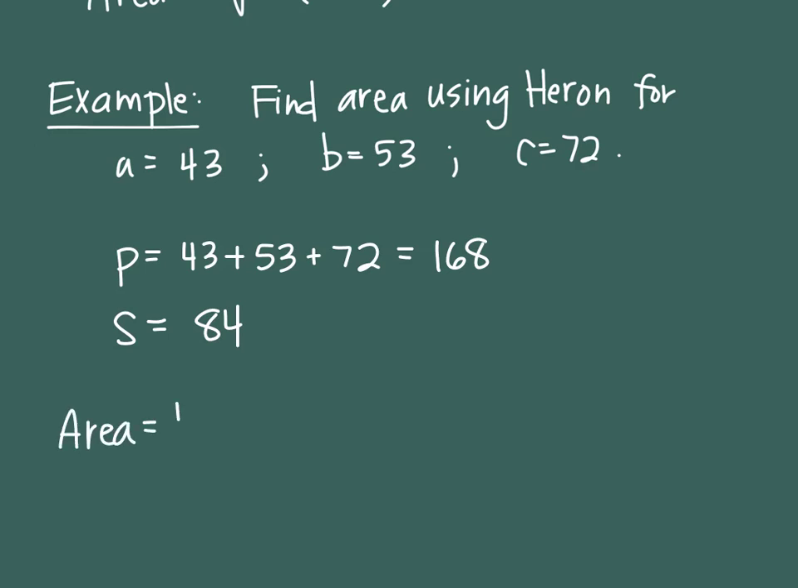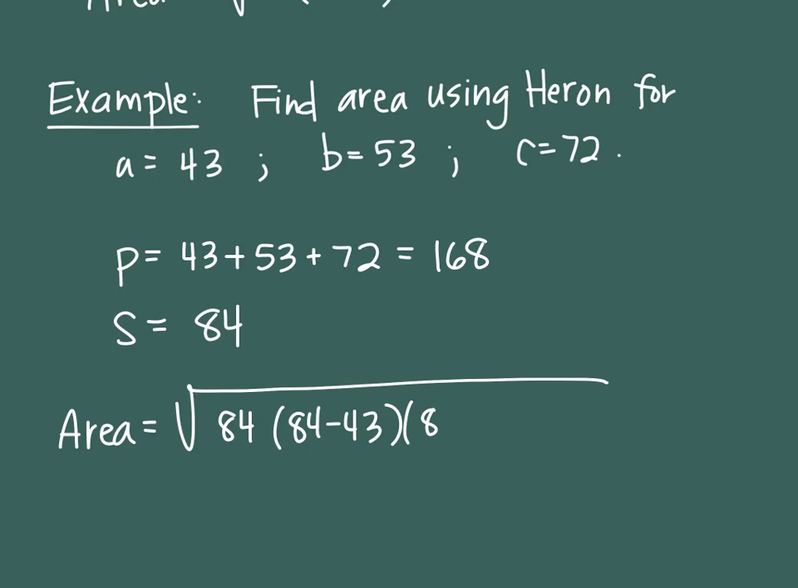Then you set up the area. The area will start with the number 84 under a square root. Then you do 84 minus 43, which is the A term, and 84 minus 53, which is the B term, and 84 minus 72. You can just type that all into your calculator. Just use parentheses. Make sure you always put parentheses around every subtraction part. As long as you're careful and don't make a mistake in how you put your parentheses, you should get the same answer as me.